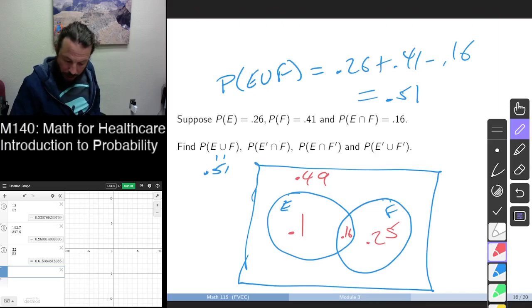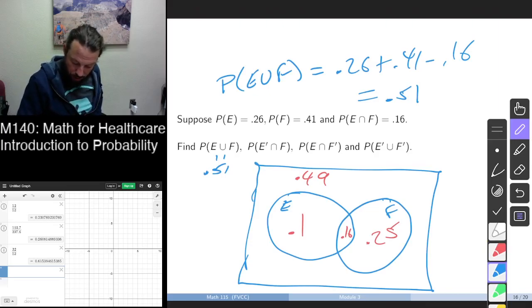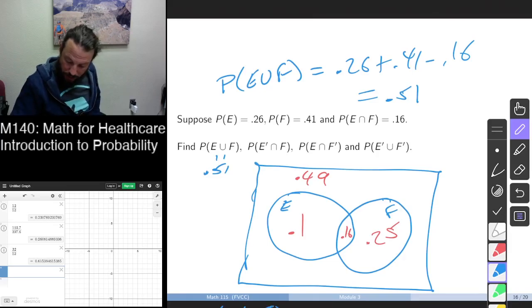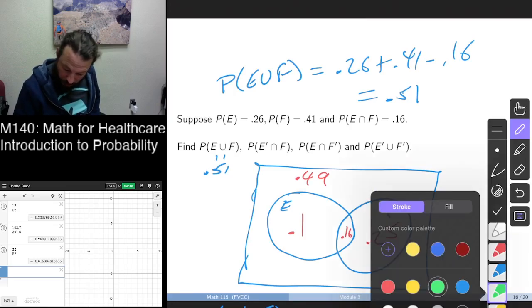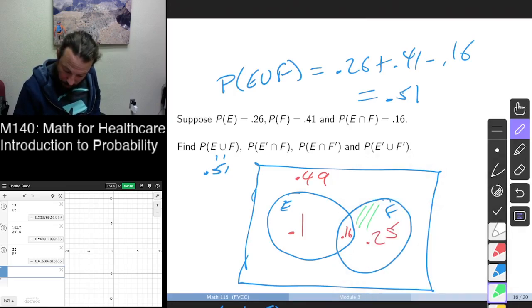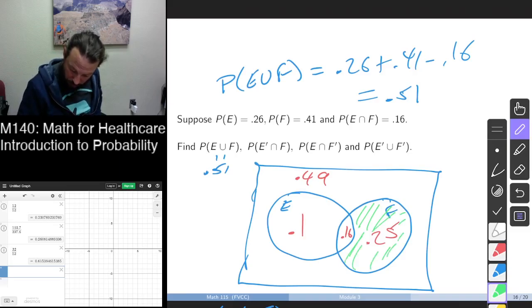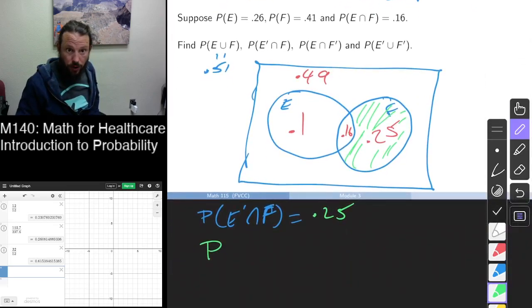So let's see what we got here. How about the probability of E complement intersect F? We have to find where that is. It's F intersect E complement. I want you to do this on your own. Hit pause. The green section. So that's going to be 0.25.